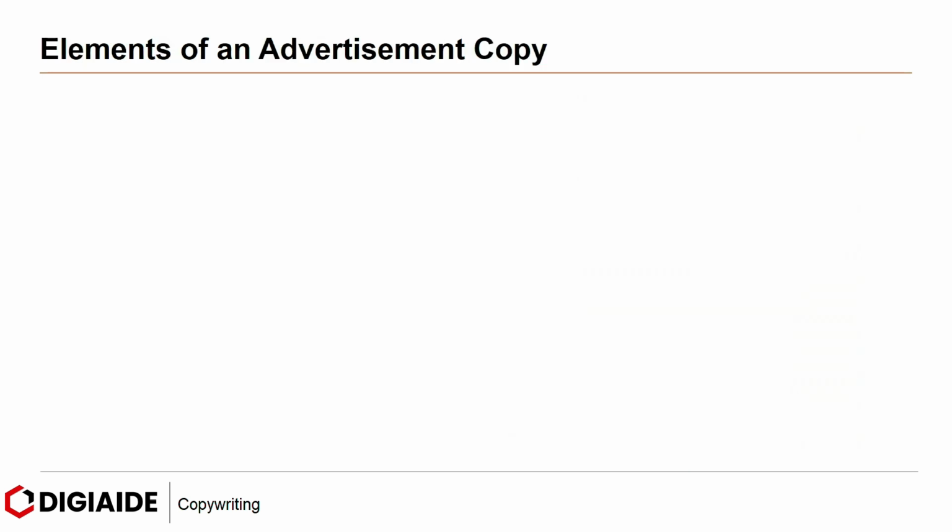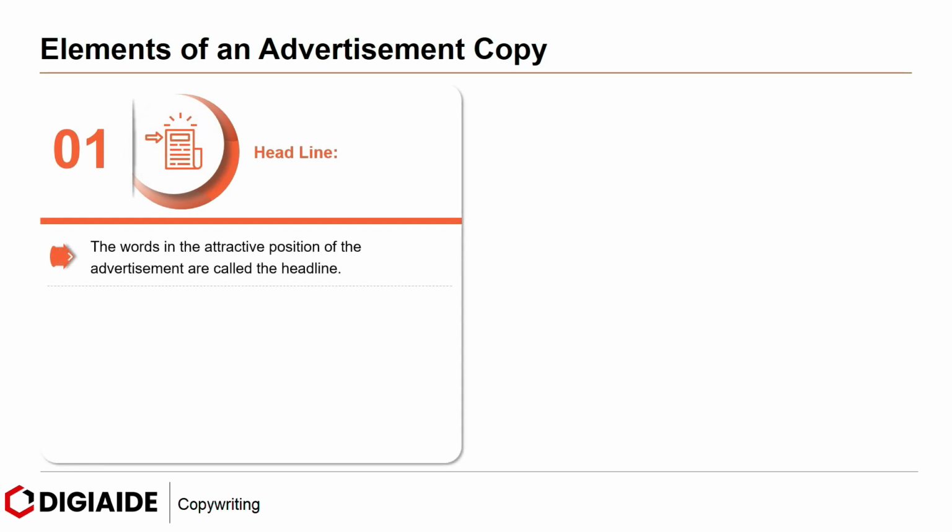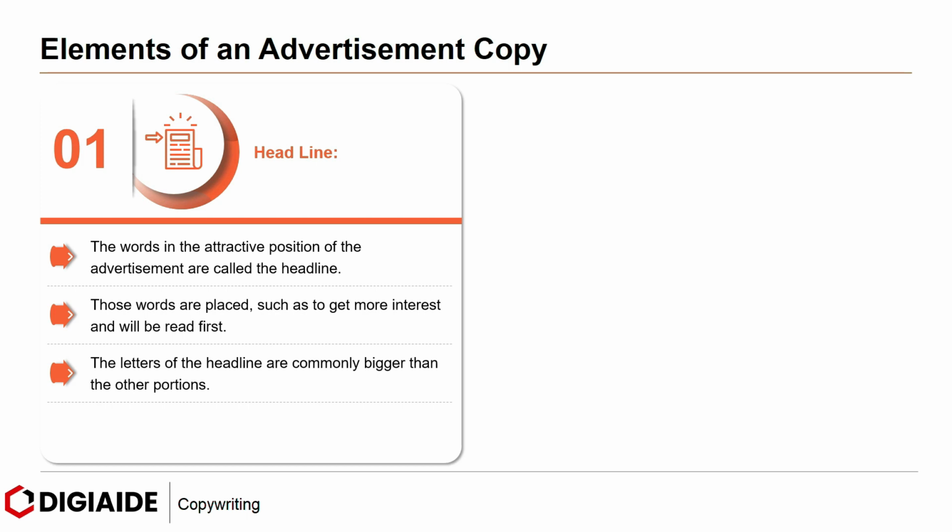Moving further, let's look at the elements of an advertisement copy, starting with headline. The words in the attractive position of the advertisement are called the headline. Those words are placed such as to get more interest and will be read first. The letters of the headline are commonly bigger than the other portions. Provocative headline, informative headline, and label are some varied types of headlines.